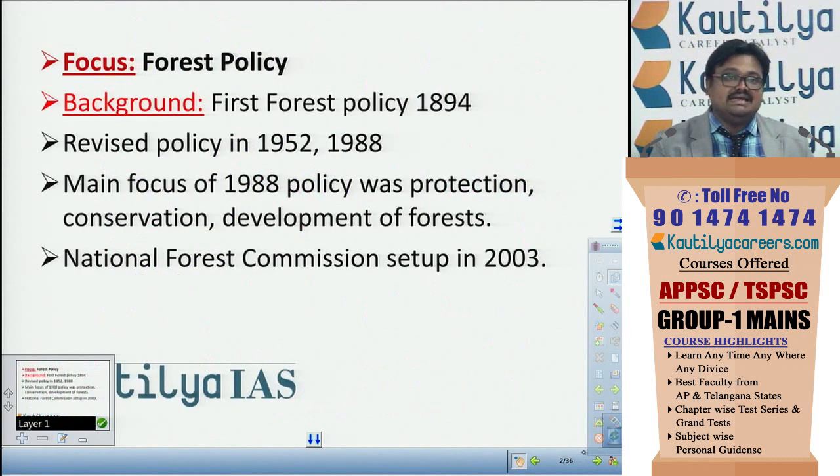The first topic is related to the forest policy. So this is a new draft forest policy laid out by the government of India. Now, this is not the first time that the government is coming up with a forest policy. The government of India has a forest policy. The first forest policy in India came up in 1894 itself. Then that forest policy got revised in 1952 and also in 1988. If you look at the 1988 forest policy, you find that the policy has given importance to protection of forests, conservation of forests, and also development of forests.